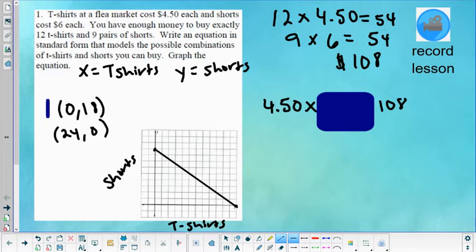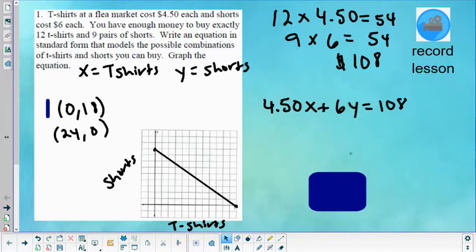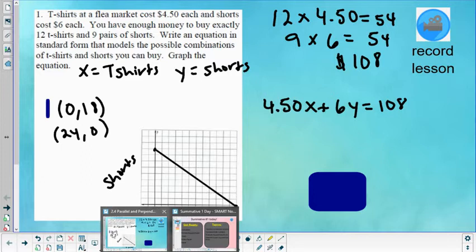So that could be another possible combination. But the main thing is this is the equation that represents the situation, and I was able to find the two intercepts in order to graph it. All right, so let's move into today's topic.